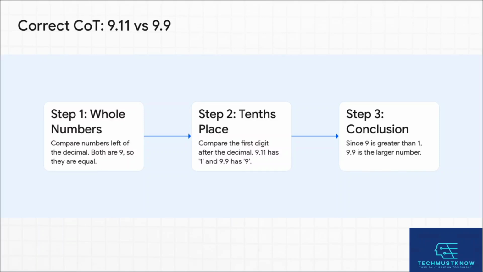Okay, so what does a good thought process even look like in this case? Well, instead of just guessing, the AI would first say, okay, let's look at the whole numbers to the left of the decimal. Both are 9. Got it. Then, now let's compare the first number to the right of the decimal. We've got a 1 in 9.11 and a 9 in 9.9. And finally, since 9 is obviously bigger than 1, 9.9 has to be the larger number. See? It's simple, it's logical, and you can follow every single step.